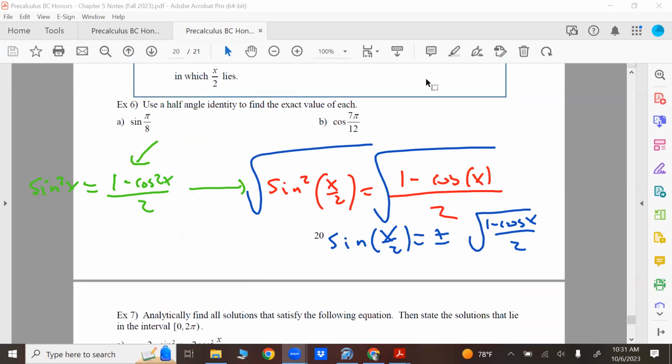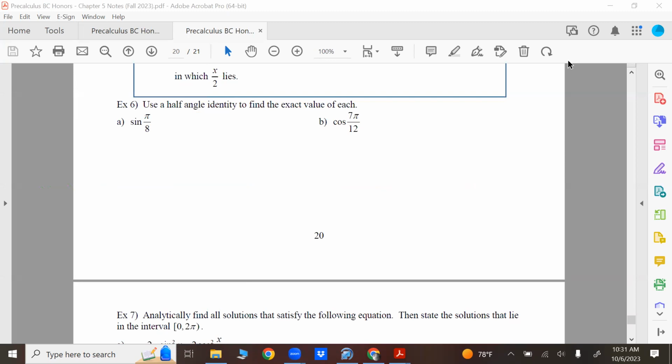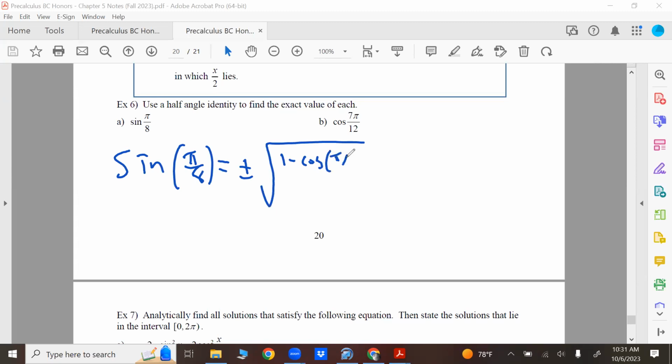So here we go. How do I do this? That's going to be sine of pi over 8 equals plus or minus square root of 1 minus cosine of pi over 4, over 2. The plus or minus is there to kind of cover all bases. You're not going to put plus or minus in your final answer because I know sine pi over 8 is positive, right? Because what quadrant is pi over 8? Q1, right? So it's got to be positive.